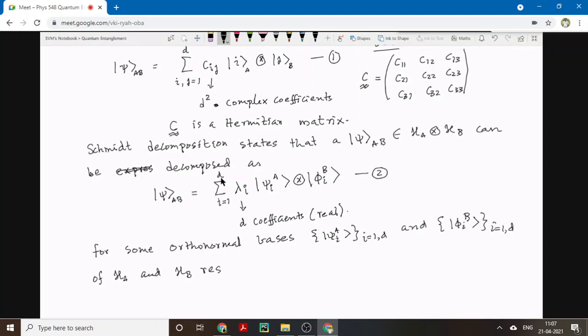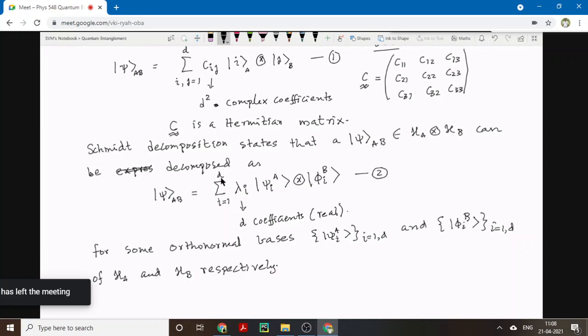Sir, why here the coefficients are real? You will understand why they are real only when we look at the proof. That is why I said they are real in brackets. If you don't want to believe at this moment, you can assume that they are complex. But finally, we will show that they are real.